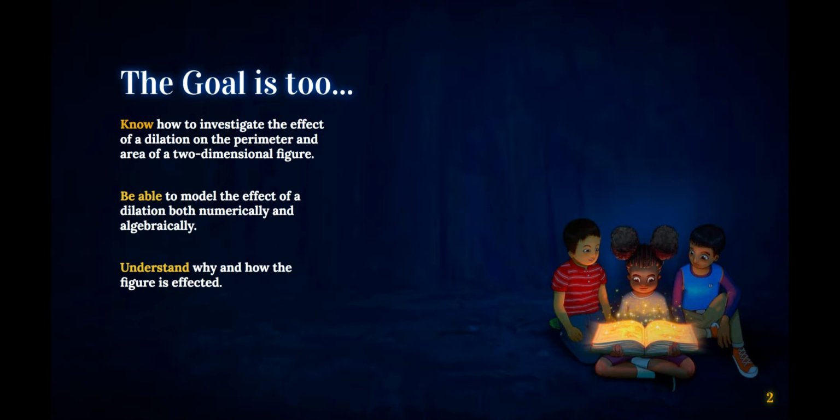So for our goals today, we're going to know how to investigate the effect of a dilation on the perimeter and area of a two-dimensional figure. We're going to be able to model the effect of a dilation both numerically and algebraically, and then we're going to understand why and how the figure is affected.